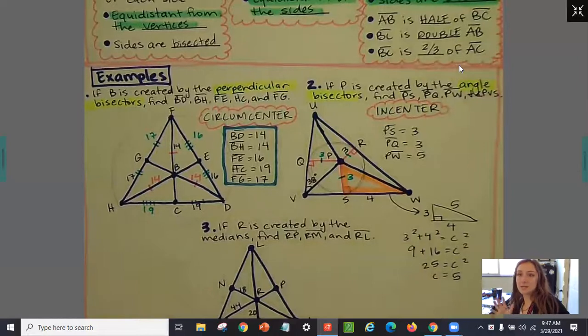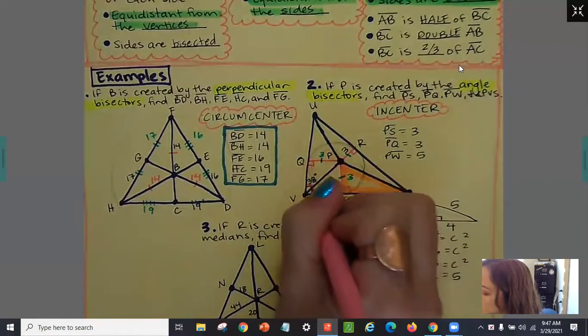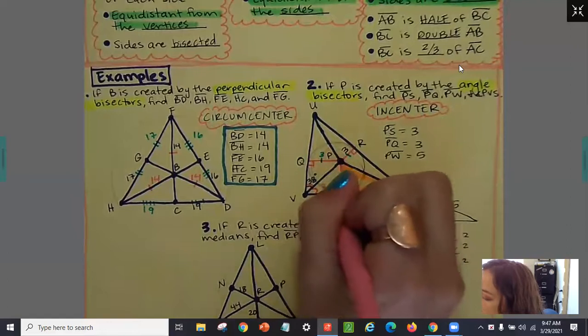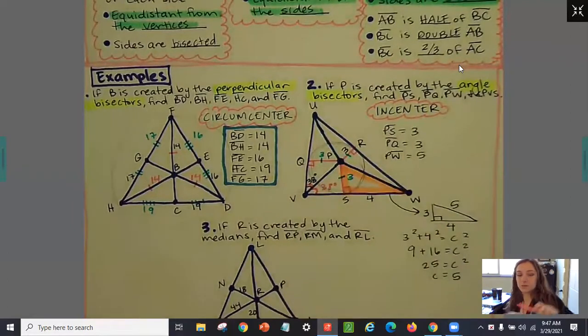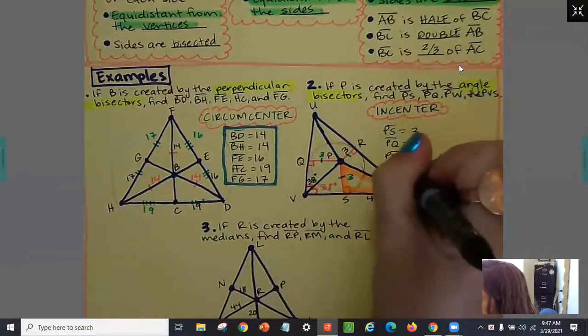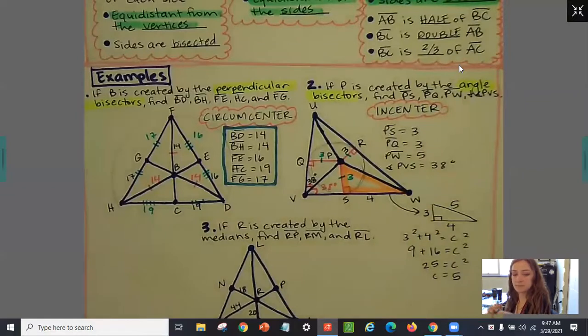Okay, and the last thing is we're going to find angle PVS, and we're just going to use the fact that with an incenter, the angles are bisected. So if that one is 38, this one is also 38 degrees. So let's just write that one out. Angle PVS equals 38 degrees.